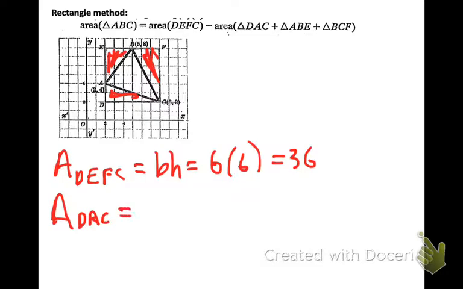Then we have to find the area of, let's try to find the area of triangle DAC. Triangle DAC, the formula is 1/2 base times height, so that equals 1/2. What am I going to use for my base? 6. What am I going to use for my height? DAC.